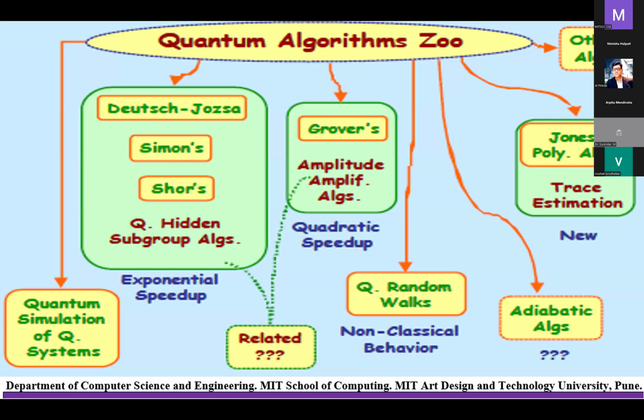And 5, which are a list of other algorithms like Jones polynomial algorithm, trace estimation, adiabatic algorithms, and anything that is the new and upcoming. The algorithms mentioned represent different computational paradigms in quantum computing, each offering different benefits and applications such as exponential or quadratic speedup over classical algorithms.